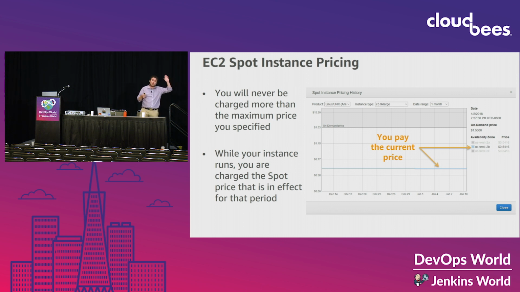So even if you say, I'm willing to pay up to $1, if the current market rate is 10 cents, you pay 10 cents. I would encourage all of you to forget the concept of max price and just not even worry about it. If you don't submit a max price, we just automatically set it to on-demand and ensure you never get charged more than the on-demand price. It is not worth thinking about bids. It is not worth thinking about max price. All of that has largely gone away.